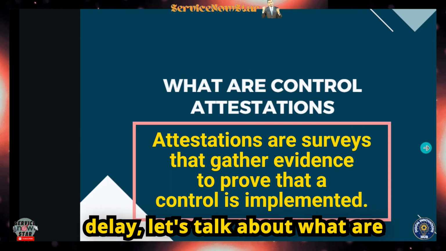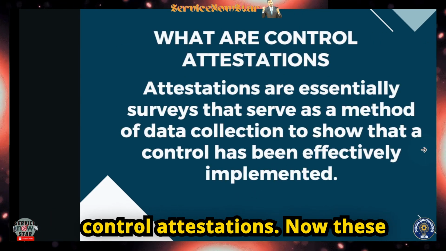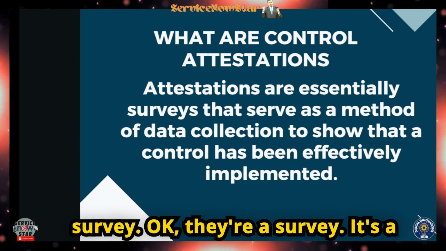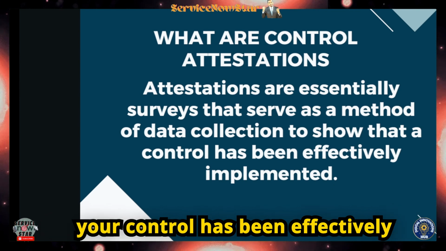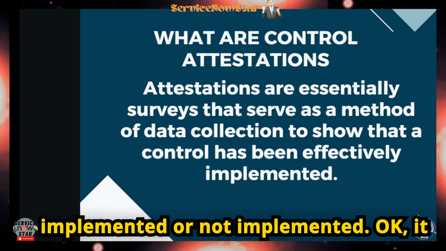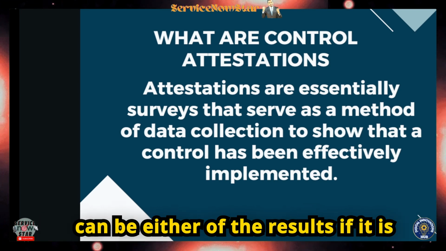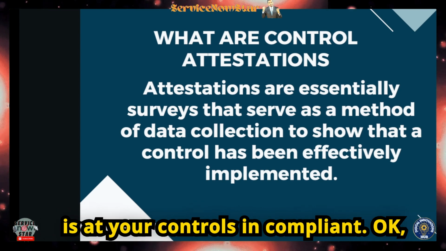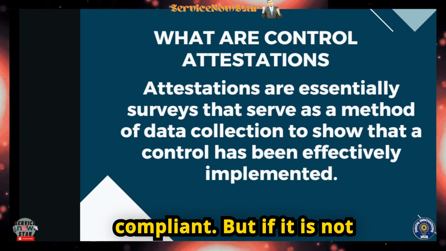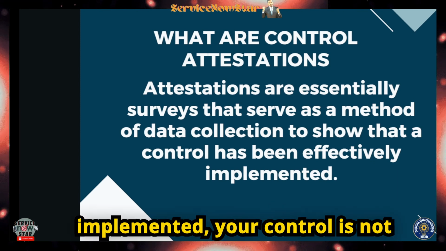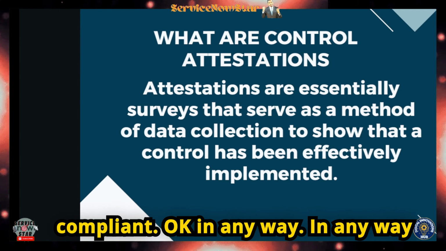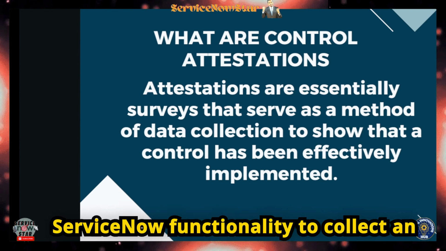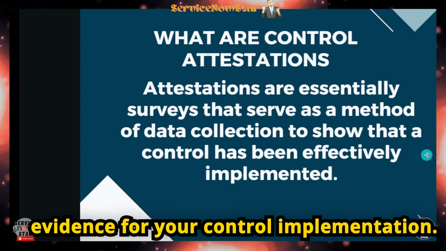Without any delay, let's talk about what control attestations are. These attestations are literally a survey. It's a method of data collection to show that your control has been effectively implemented or not implemented. It can be either of the results. If it is implemented, that means your control is compliant. But if it is not implemented, your control is not compliant. In any way you are collecting evidence, a data collection evidence using the survey tool, ServiceNow functionality, to collect evidence for your control implementation.